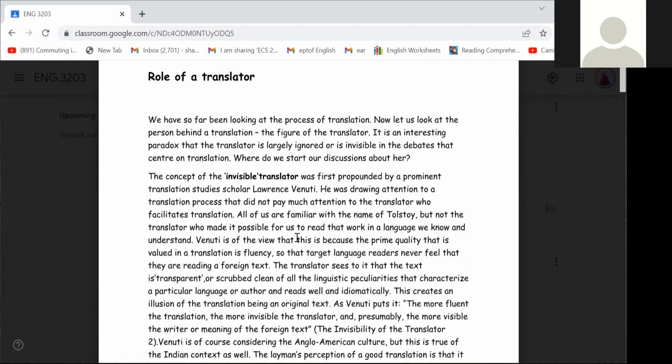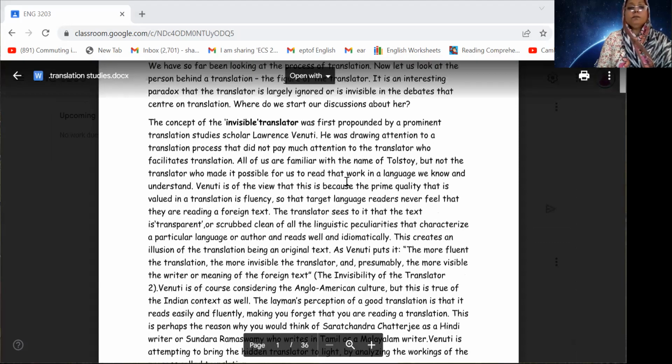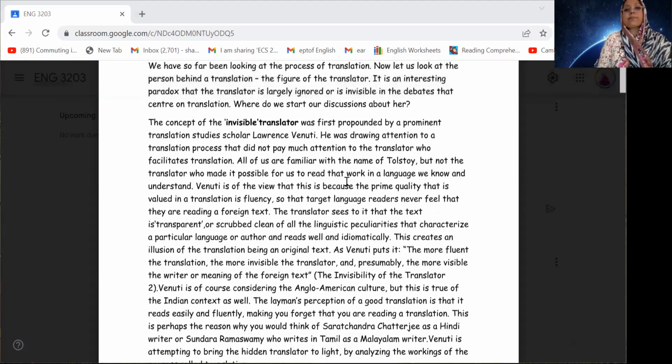So, all of us are familiar with the name of Tolstoy. We all know about Tolstoy, but we don't know that he was a great translator. We can read his text, his theme, but we don't know about his style and written form of the language. We don't know what form was there. Source language, what was it? We don't know. We only blindly study his translated books.